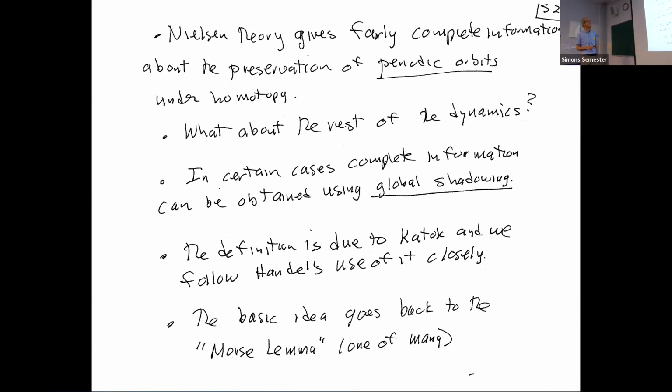Now, what about the rest of the dynamics? Typically, the periodic points are just a countable set, maybe dense, but there's lots of other stuff going on. So for the rest of the stuff, you need to use a generalization of Nielsen theory called global shadowing. All right, so global shadowing at this point we'll use in the universal cover and later in the abelian cover when we abelianize. All right, so it goes back to Katok. It's actually a much older idea. I follow Handel's use of it closely.